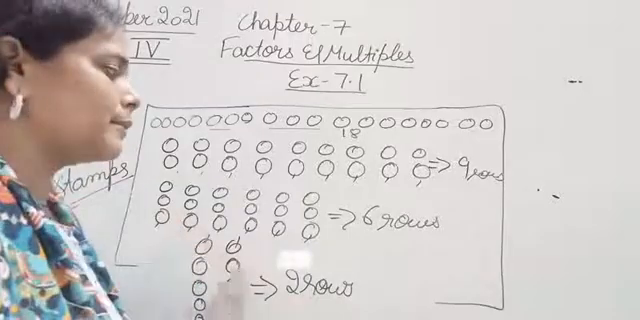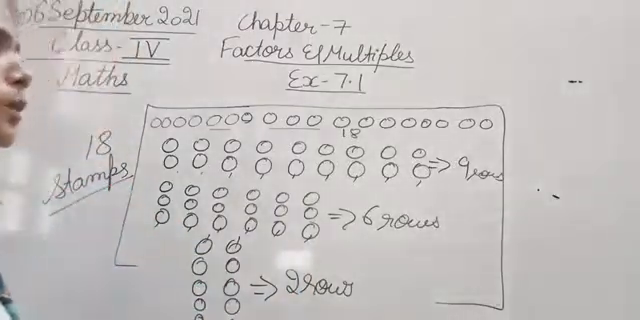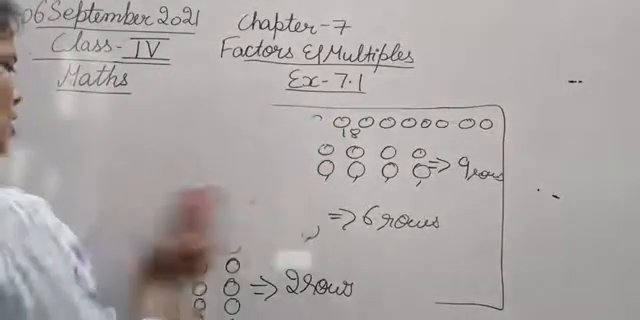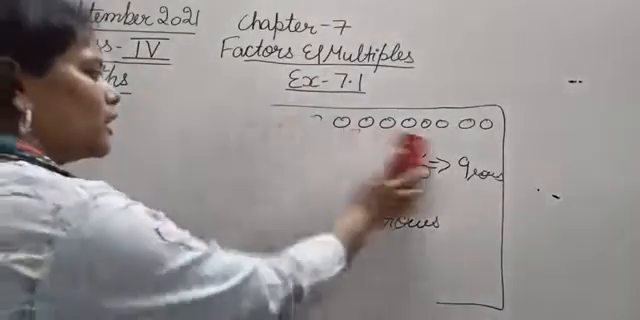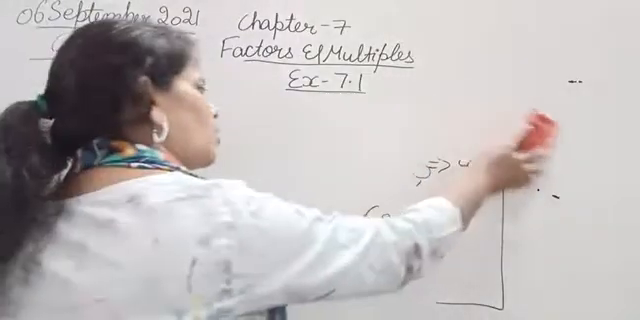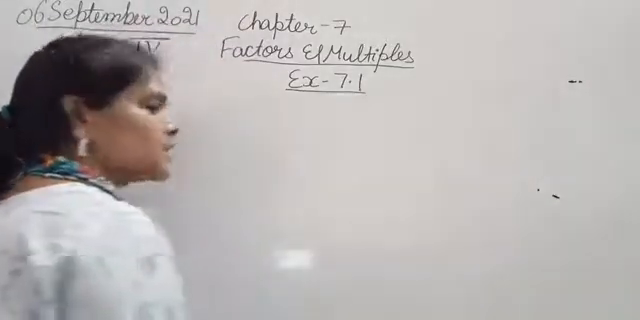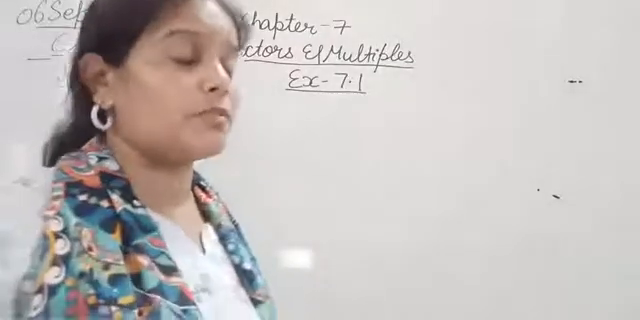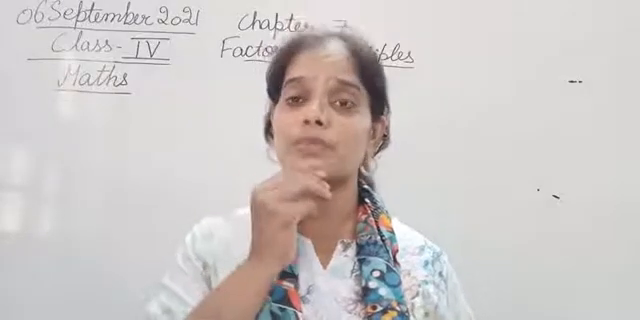So similarly, now we have to tell this. Now look, we cannot show it like this. So that means this is the question: how many different rows he can make, so that he can put all those 18 stamps in such a way that there is the same number of stamps in each row. So look, for getting the same number of stamps in each row, we have to calculate how many different types of rows he can make.